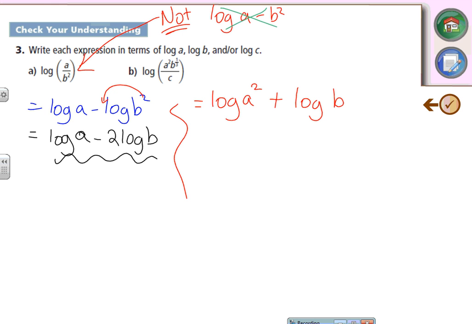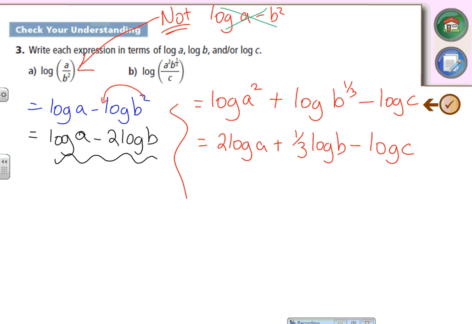And that looks like a 1/3 to me. B to the 1/3. C's in the denominator, subtract log C. Now look, we've still got some exponents. Let's bring those down. So 2 log A plus 1/3 log B minus log C. Finished.